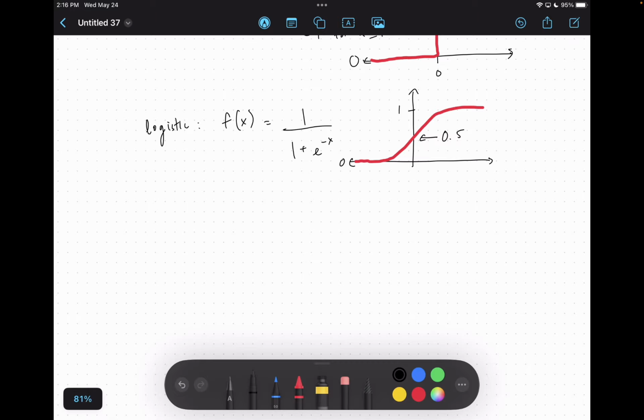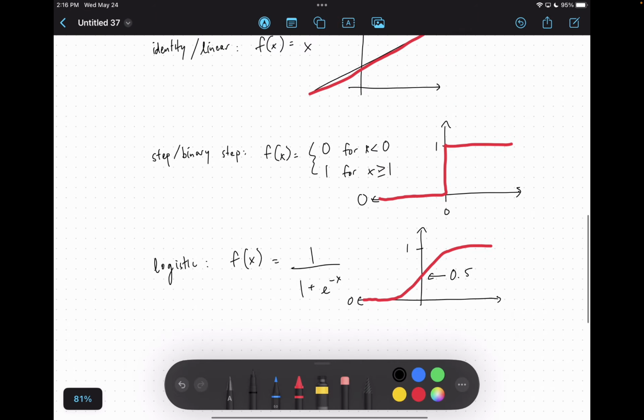Yes. On this binary function. Is it 1 for x greater than 1, or x goes to 0? Oh, yes. Thank you. I didn't even notice that. Yeah, that's right. So it should be greater than or equal to 0. Good catch.